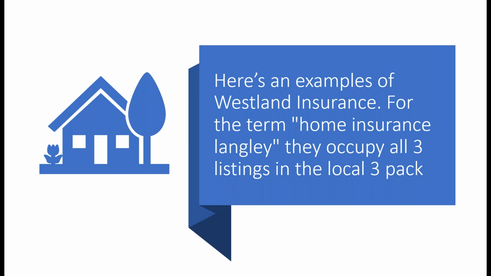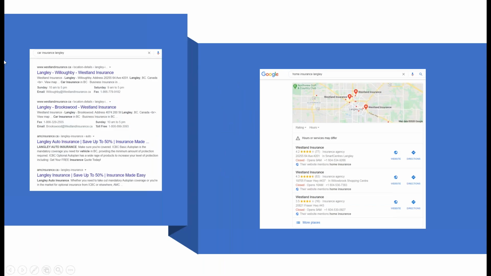I have an example of a client of mine, Westland Insurance. They are an insurer based in Western Canada, and we had some very successful campaigns for them. Langley is a city in British Columbia, and if you look at the keyword car insurance Langley, you can go ahead and try it out by yourself as well. Even right now, Westland Insurance tends to dominate in the search rankings. For the keyword car insurance Langley, they have the top 2 organic listings. For the keyword home insurance Langley, they have all 3 spots in the local 3 pack.